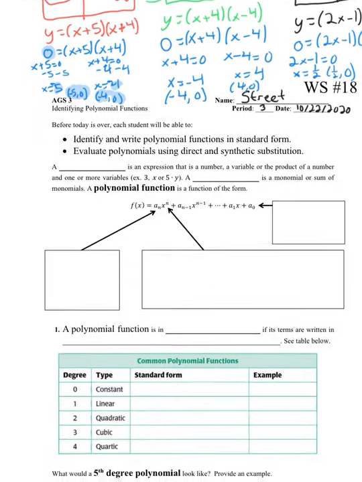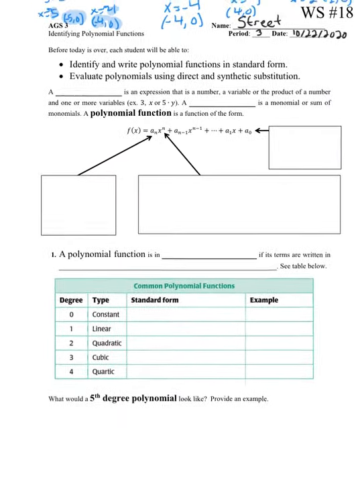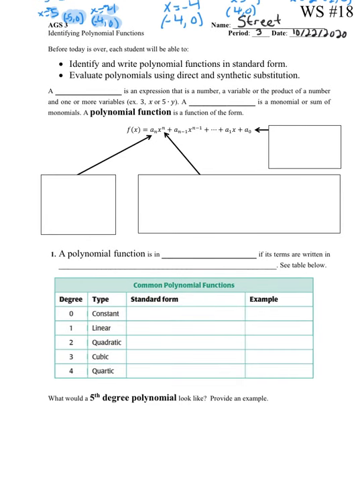So what we're starting with today is identifying polynomial functions on worksheet number 18 here. First thing I want to talk about is something called a monomial. A monomial is an expression that is a number, a variable, or the product of a number and one or more variables. So 3 is a monomial, it's just a number by itself. x is a variable by itself, or 5 times y. That would be 3 examples of a monomial.